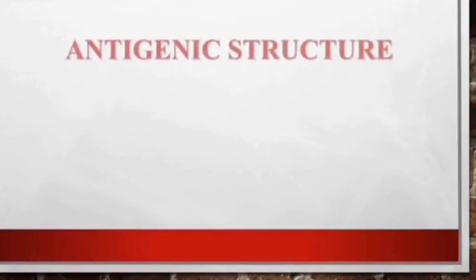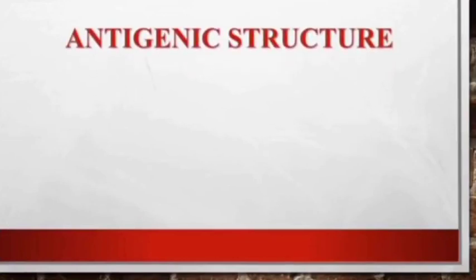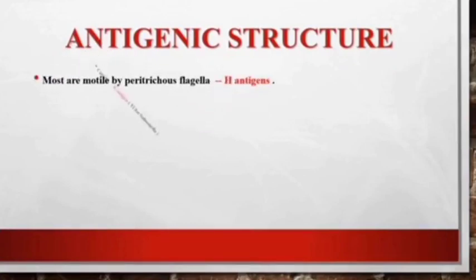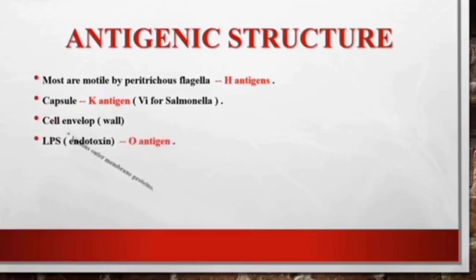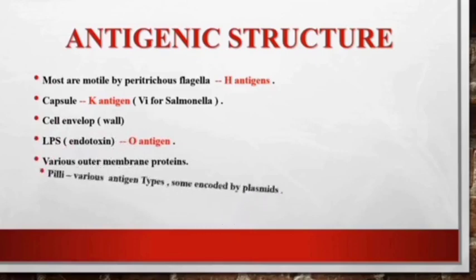Antigen structure. Most of the peritrichous flagella contain H antigen, and those which have a capsule have K antigen. This means antigens are found not only on the pili and the cell wall, but they are also sometimes found in the cell membrane as well.